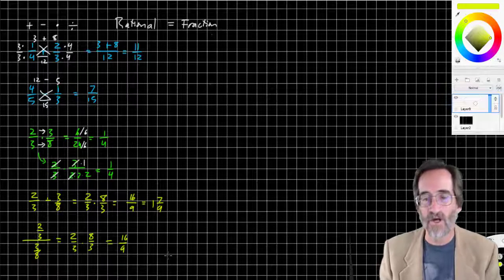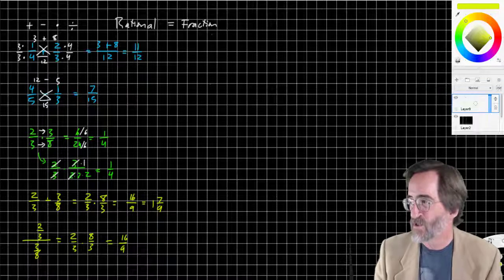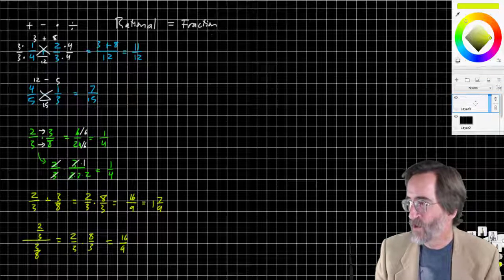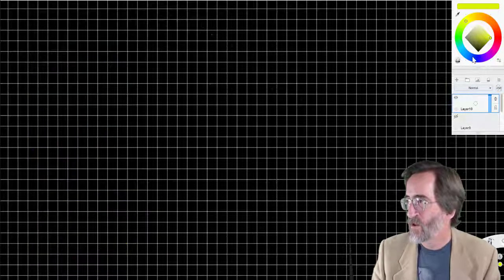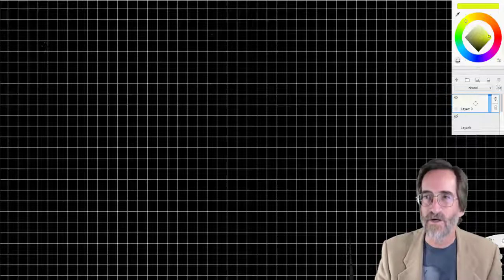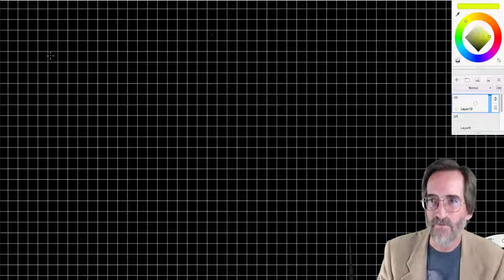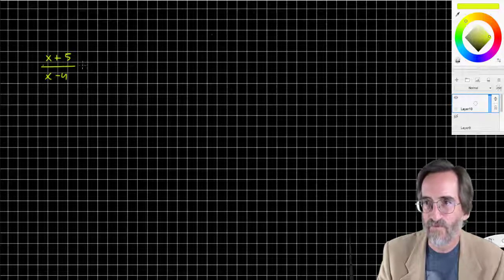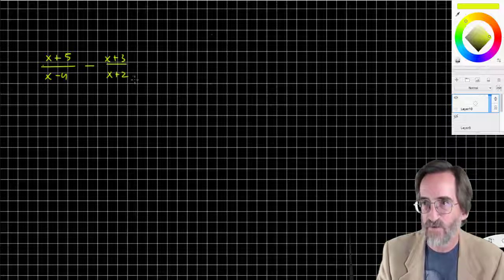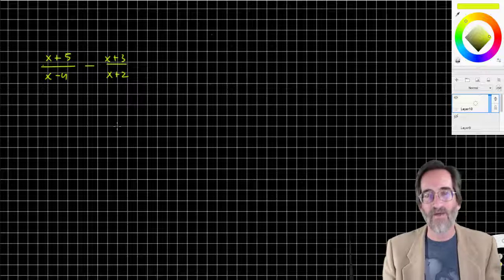Now let's apply it to rational expressions. Okay, so let's grab a screen here. Let's do an addition problem, for example. Let's say we have x plus 5 over x minus 4 minus x plus 3 over x plus 2. Okay, and I want to add these.